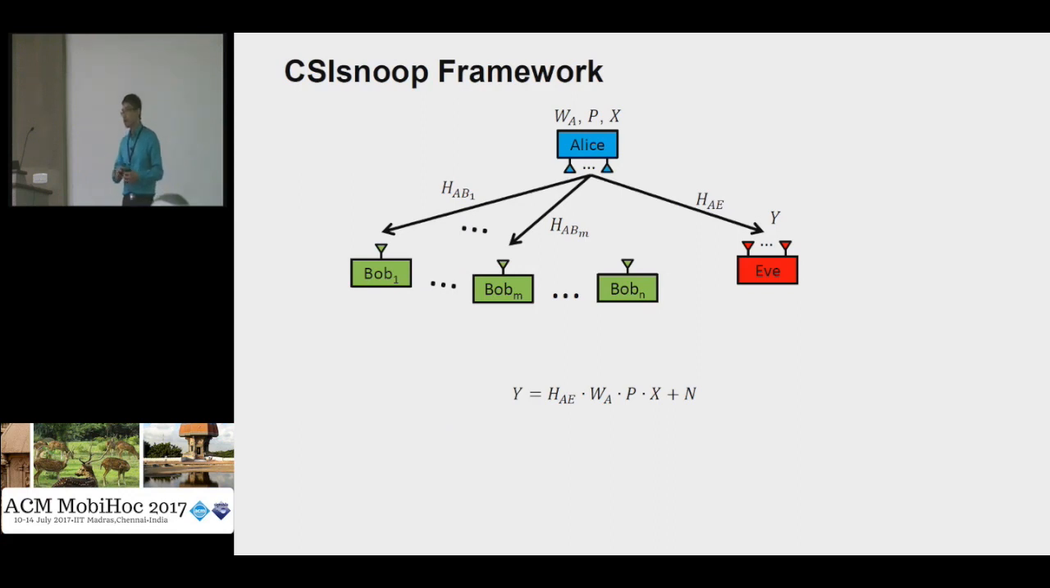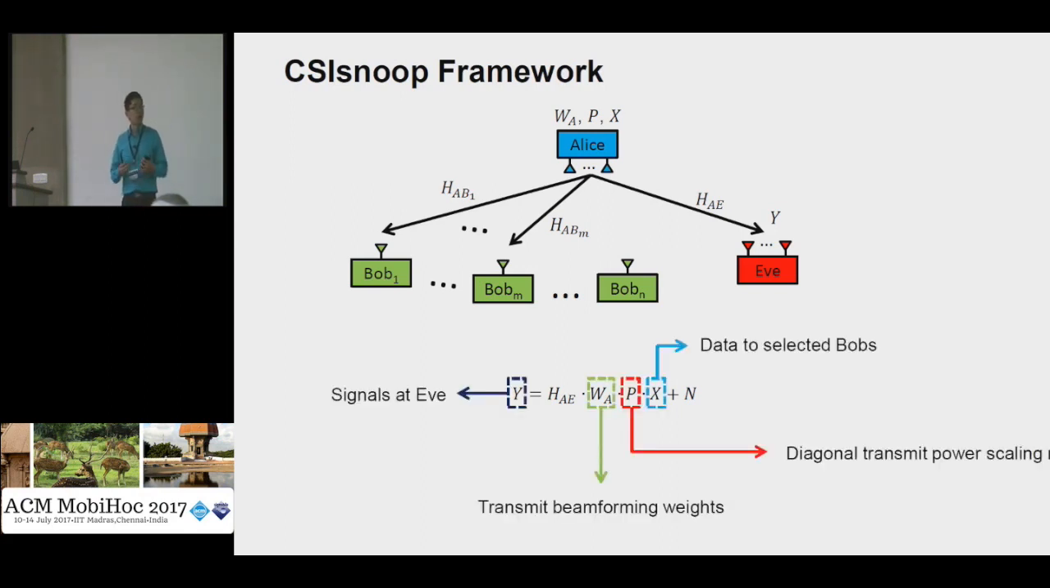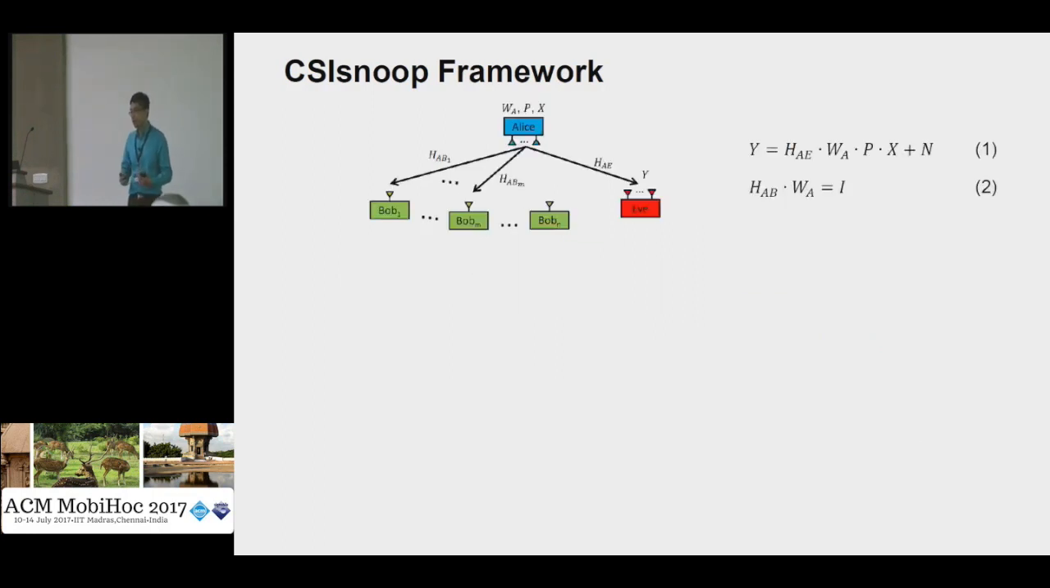When Alice does one round of beamforming transmission in the network, we denote the signals overheard by Eve's multiple antennas as y. And y can be expanded by the equation shown in this slide. Here, x is the data symbols from Alice to Bob, B is the transmit power scale matrix, and W_A is the transmit beamforming weight matrix. And E is the CSI channel between Alice and Eve. Besides this equation, Eve also knows that Alice uses the zero-forcing beamforming algorithm.